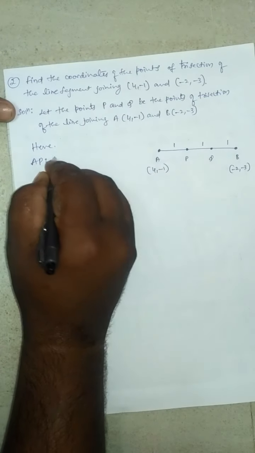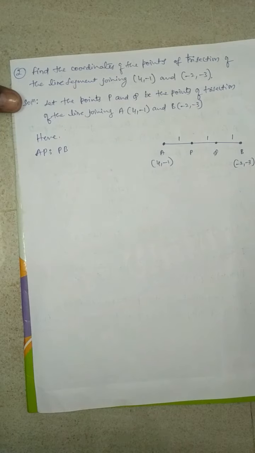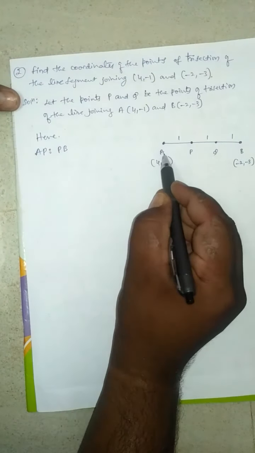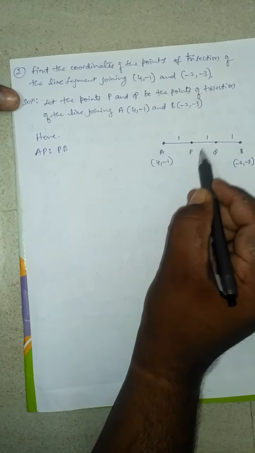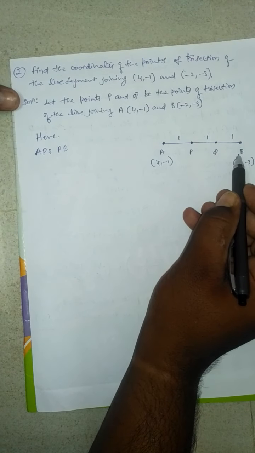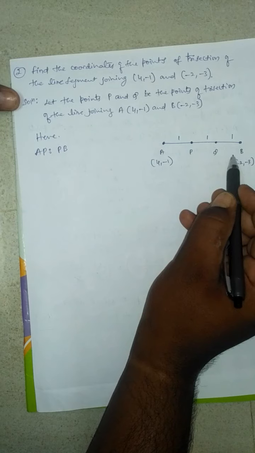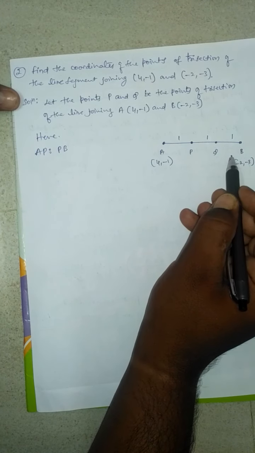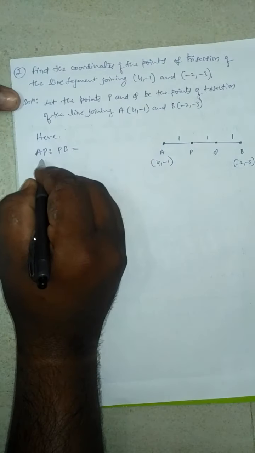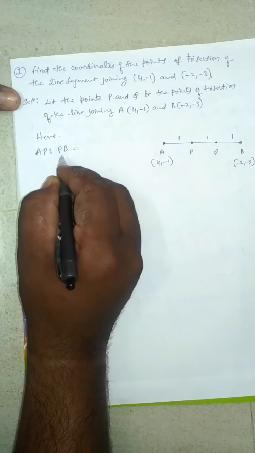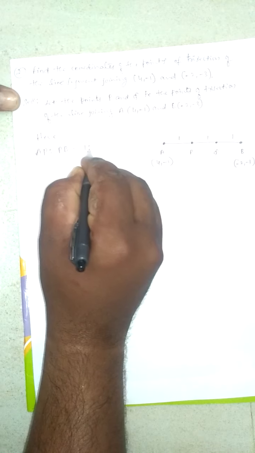Here AP is to PB. First I am going to consider the ratio of AP and PB. Here AP is 1 unit. PB is nothing but the sum of PQ and QB. So if you add both distances, it will become 1 plus 1 is 2 units. So AP is to PB ratio is equal to 1 is to 2.